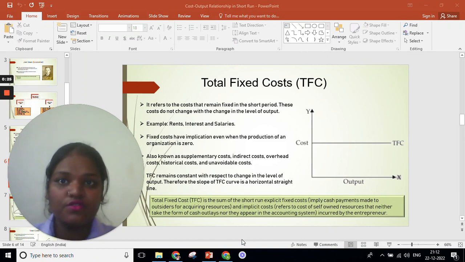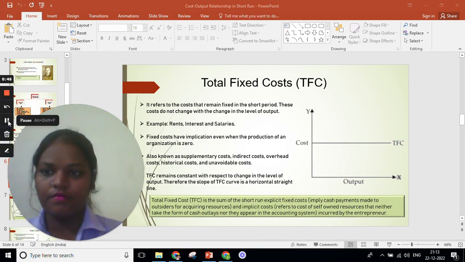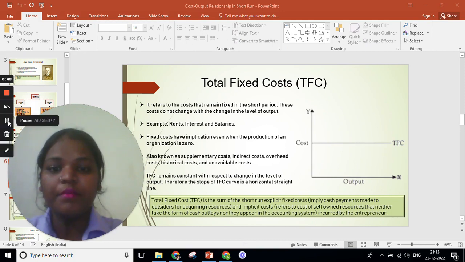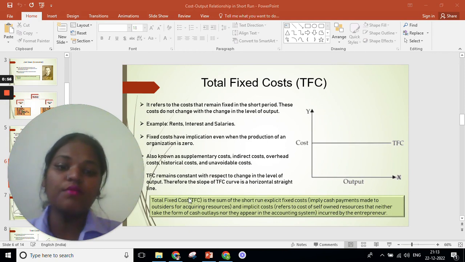So, what is fixed cost? The amount spent by the firm on the fixed inputs in the short run. The fixed costs are those items of expenditure which do not change with the change in output. Also known as supplementary cost, indirect cost, overhead cost, historical cost, and unavoidable cost. Total fixed cost is the sum of short-run explicit cost and implicit cost incurred by the entrepreneur.